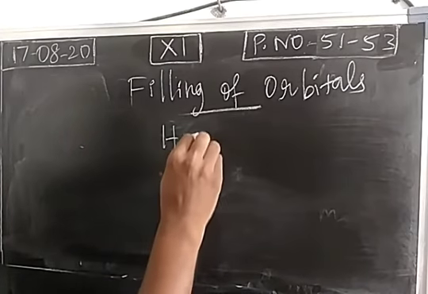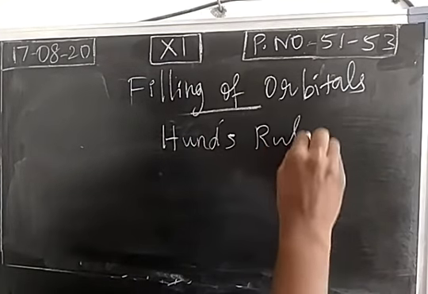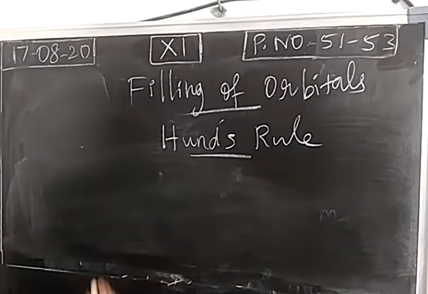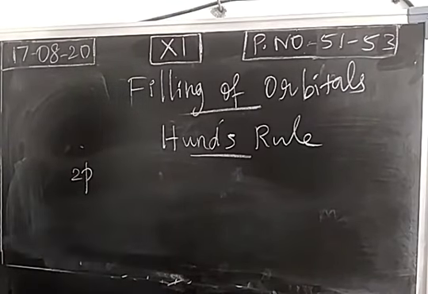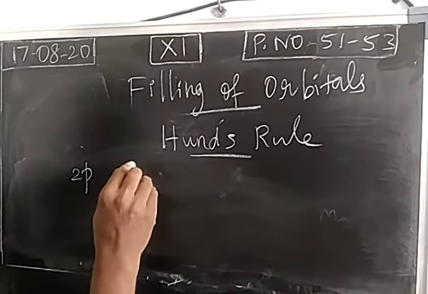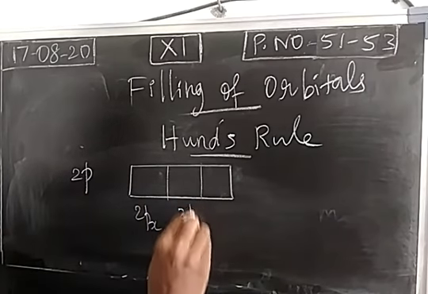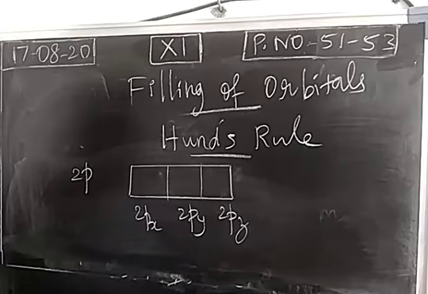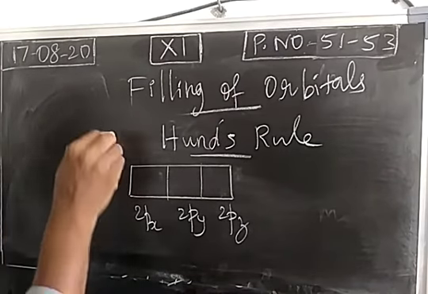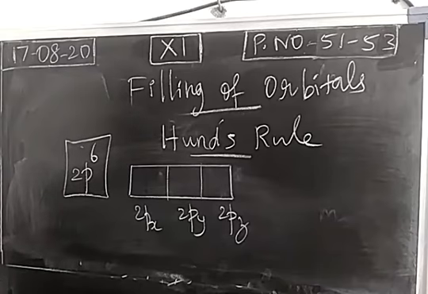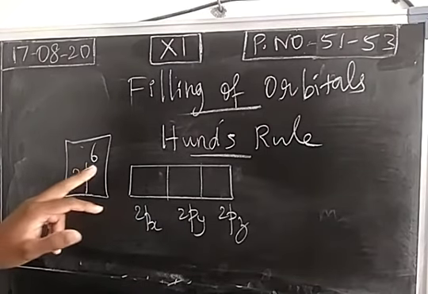Next one, Hund's rule. We take degenerate orbitals. For example, if we take 2p orbital, it has 3 orientations, right? 2px, 2py, 2pz. Each orbital can accommodate maximum 2 electrons. So 2 plus 2 plus 2, maximum 6 electrons can be placed in 2p orbital. So if you take degenerate orbitals, 2px, 2py, 2pz, each orbital can be accommodated by 2 electrons. So maximum 6 electrons will be there.